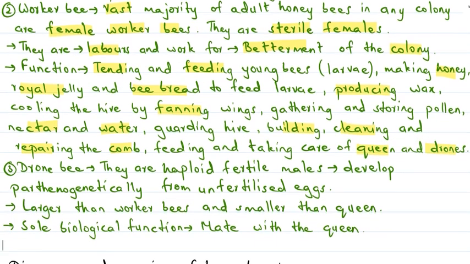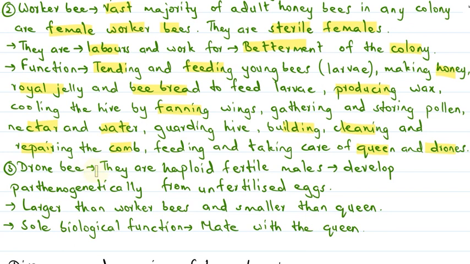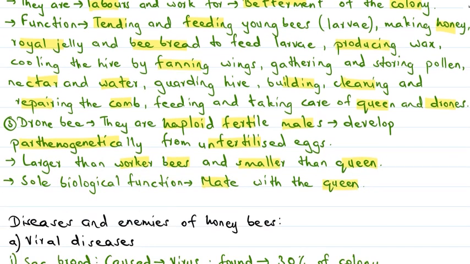Then we discussed the drone bee. They are haploid fertile males, and they develop parthenogenetically from unfertilized eggs. Drone bees are larger than worker bees but smaller than the queen bee. Their sole biological function is to mate with the queen. So these are the three different castes of honeybees.